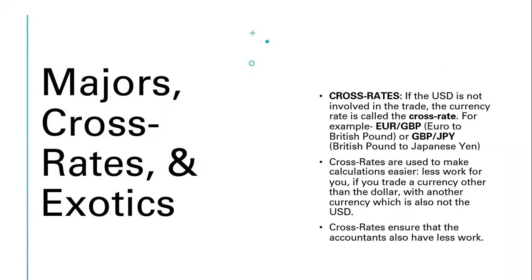Now, what are cross rates? Well, if the US dollar is not involved in the trade, the currency rate is called the cross rate. For example, the euro versus the pound, or the pound to the Japanese yen. Cross rates are used to make calculations easier. Less work for you if you trade a currency other than the dollar with another currency, which is also not the US dollar. Cross rates ensure that accountants also have less work to do.